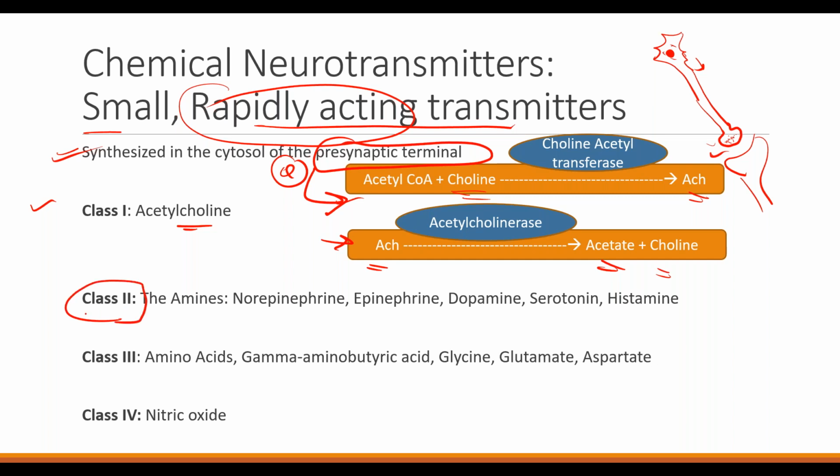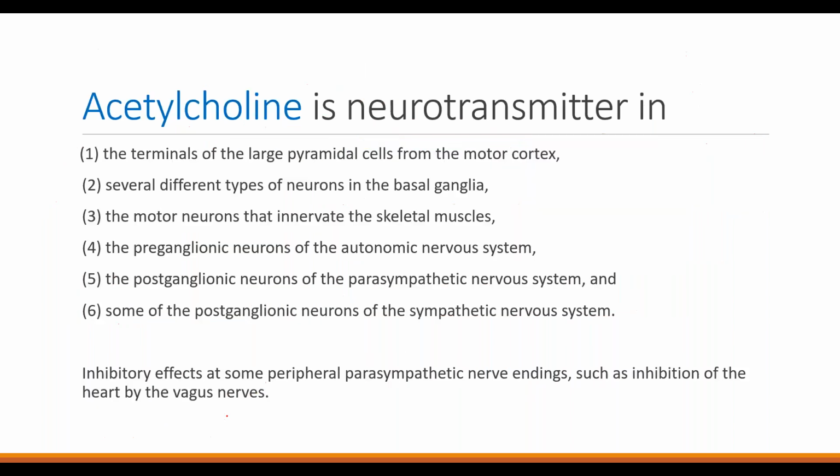Then there is class 2. Class 2 are amines, all the amines. Dopamine, serotonin, histamine, epinephrine, norepinephrine, they are all the amines which come in class 2. Class 3 are majorly the amino acids: glutamate, aspartate, glycine, GABA, various other amino acids. Class 4 is nitric oxide. Okay. Now, in brief, we'll just read about these.